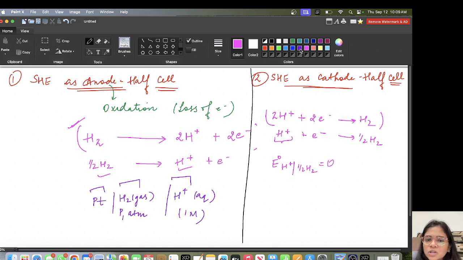And how will you particularly represent it? Just reverse it. Either you learn the anode half cell or the cathode half cell. Better to learn the anode half cell, and for the cathode half cell you just do the opposite. So the cathode half cell you need to write as H+, H2 and Pt. Just the opposite. So this is how you represent it as the anode half cell, and this is how you represent it as the cathode half cell. Okay.